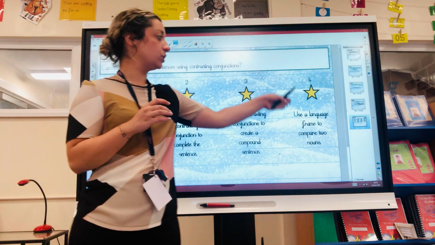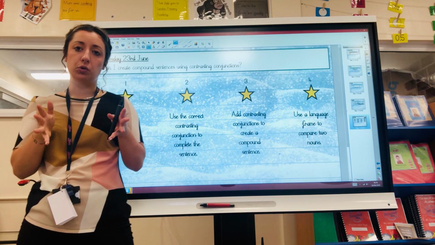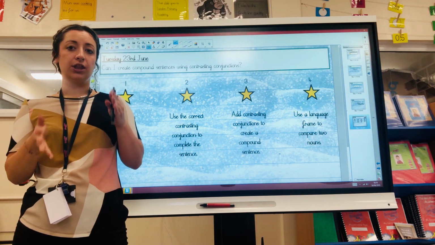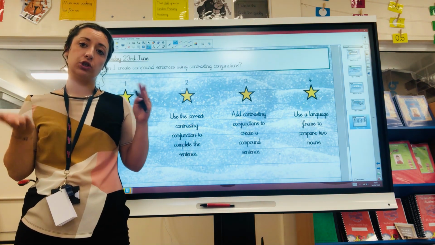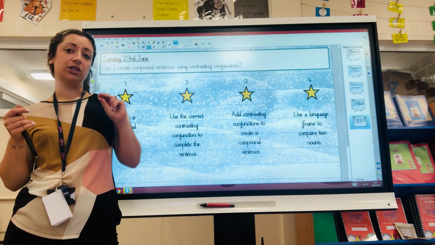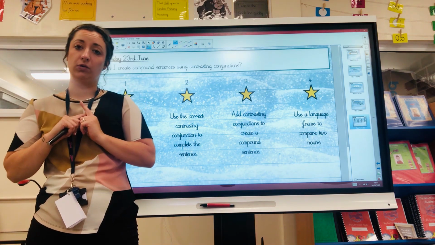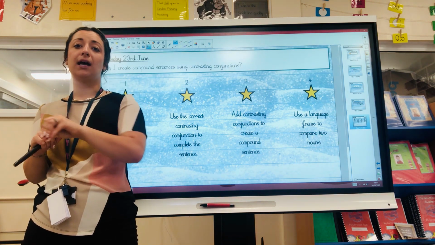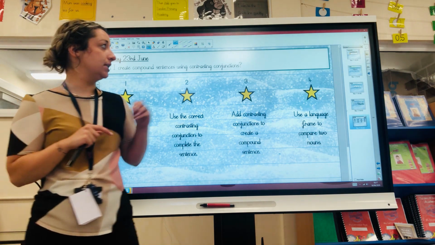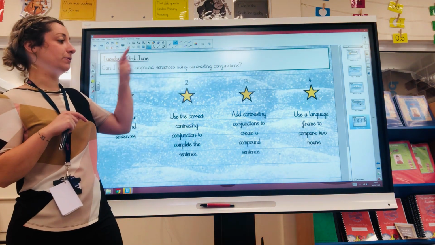And your 4 star, you've got a language frame. So you're going to be writing a short piece of information that contrasts 2 different subjects. So you need 2 nouns. Now on your worksheet there is a picture of a cat and a dog. That could be a starting point for you. And then you're going to fill in the blanks on the language frame using contrasting conjunctions and creating compound sentences.